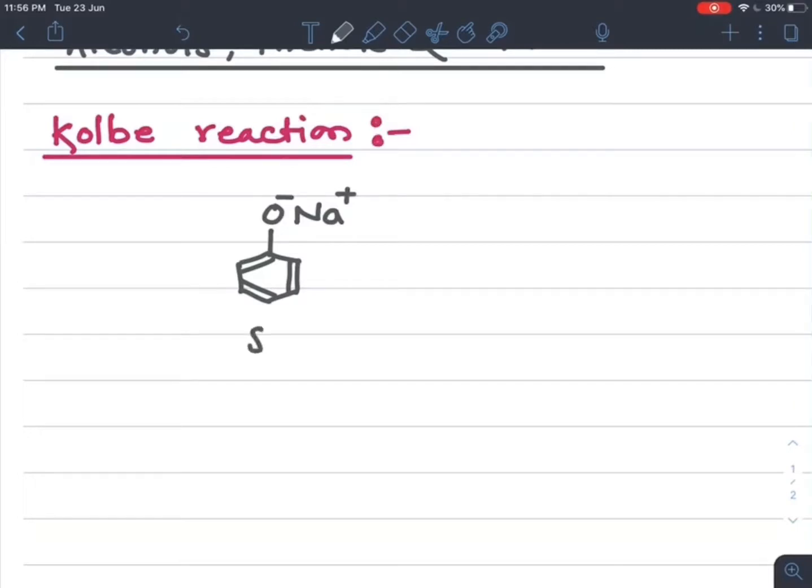The name of this compound: Na is sodium, and this is the phenyl group with oxygen, that is phenoxide. So the name of this compound is sodium phenoxide. So how is this sodium phenoxide formed?